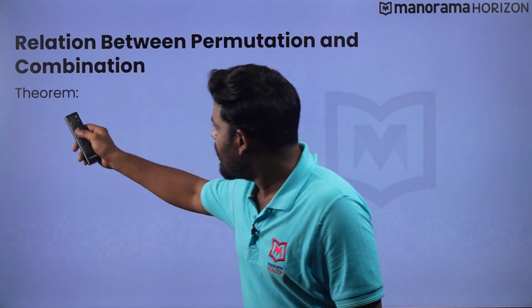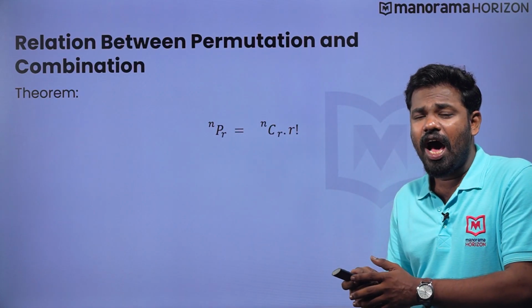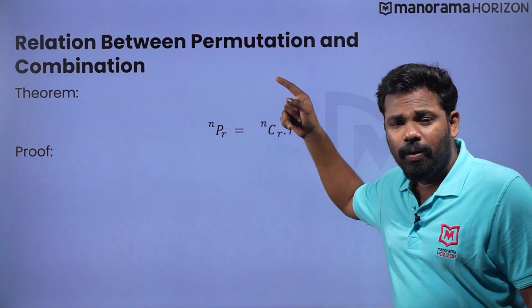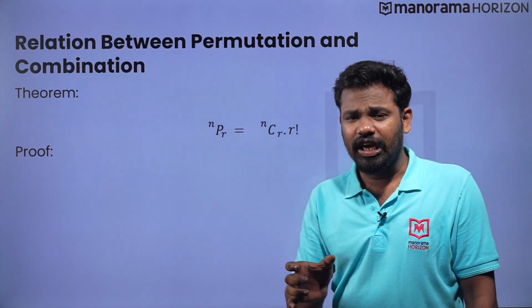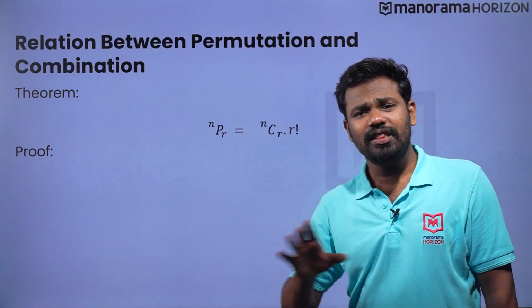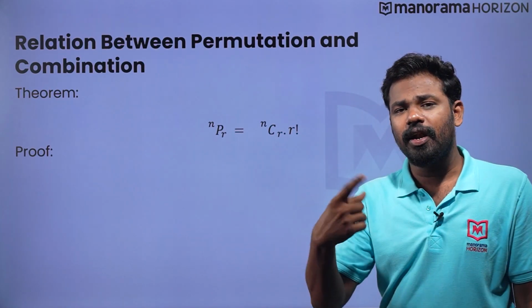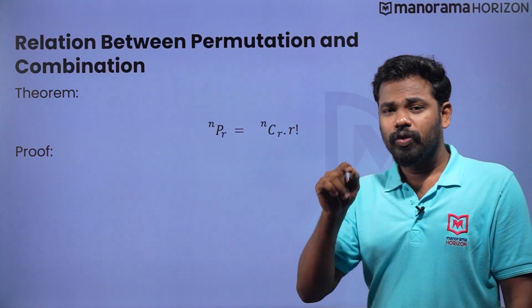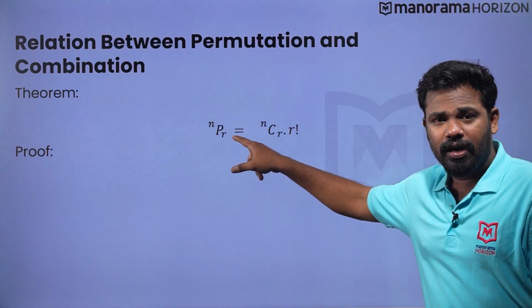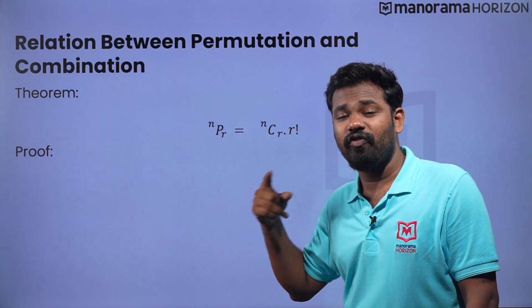So when we see the relation, you have nPr, which can be written as nCr into r factorial. That is, nPr, the total permutation, will be equal to the total selection multiplied by r factorial. What is r factorial? You selected 3, but you need to arrange them. Yes. So when you arrange 3 objects, that can be done in how many ways? 3 factorial ways. So when you select r objects, it can be arranged in how many ways? r factorial ways. So nPr, the total arrangements, will be equal to the total selection multiplied by r factorial.